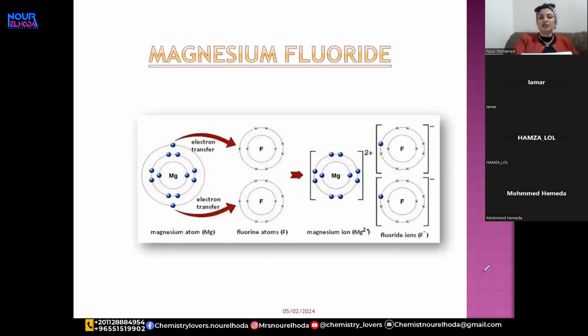This is the magnesium oxide. This is the magnesium fluoride. Same here. Magnesium is going to lose 2, and every fluorine is going to gain 1. That's why I'm going to write magnesium as positive 2, where every fluorine is going to gain 1.